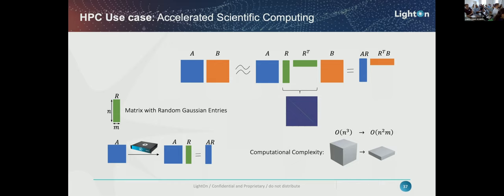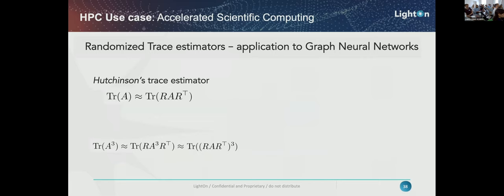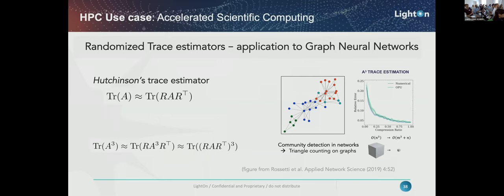But here is a better case: estimating the trace operator. For instance, in graph neural networks, there is this case where you've got a graph, for instance a social network, and you are using Facebook. You want to find what the subcommunities in Facebook are. People are interconnected. Some people have connections, but of course, not everyone is connected to everyone. So there are some subgroups, and you want to detect these communities.